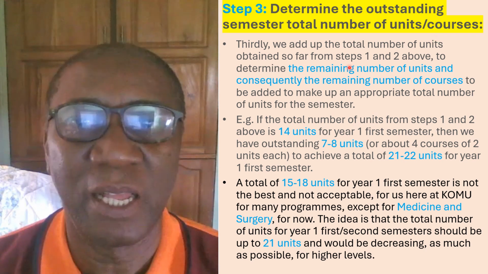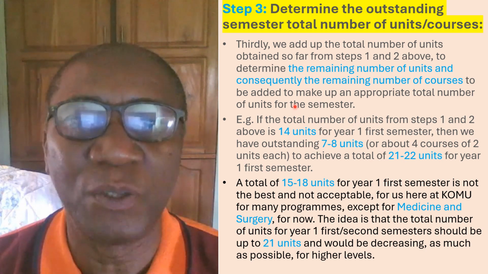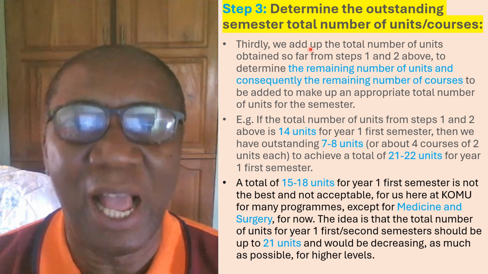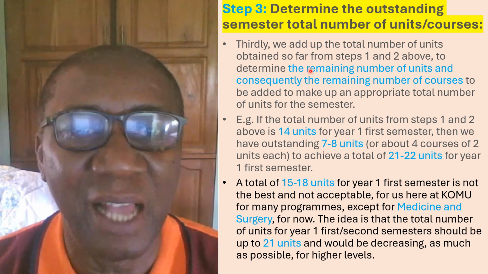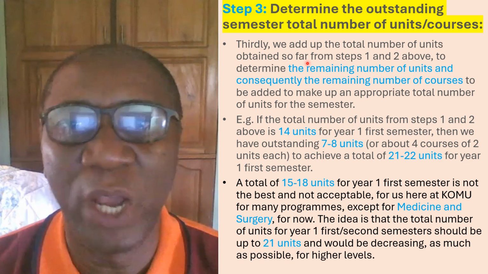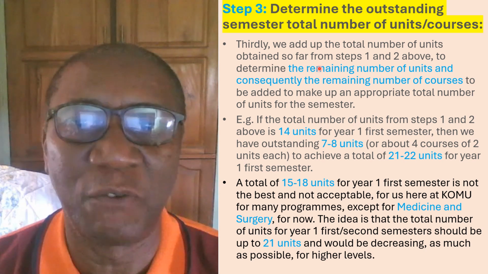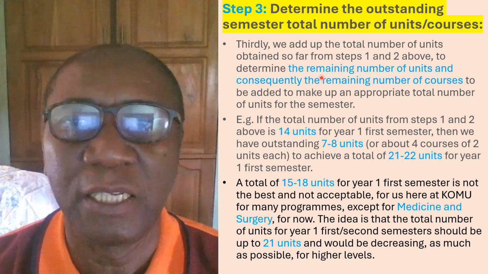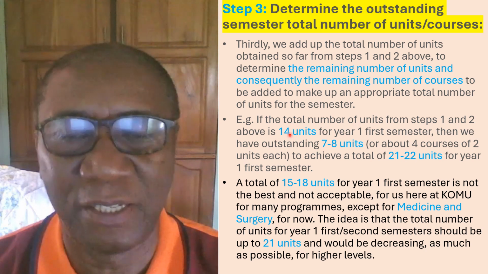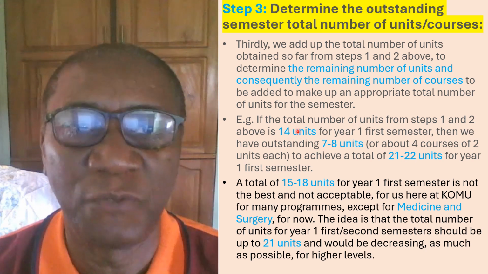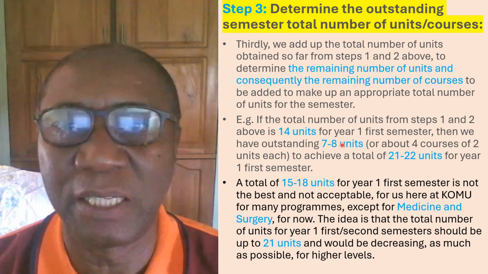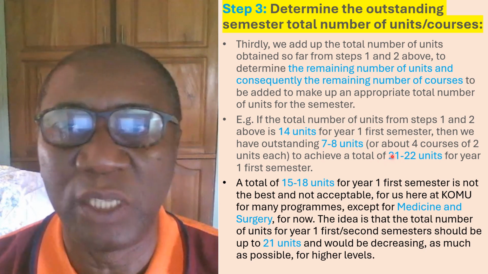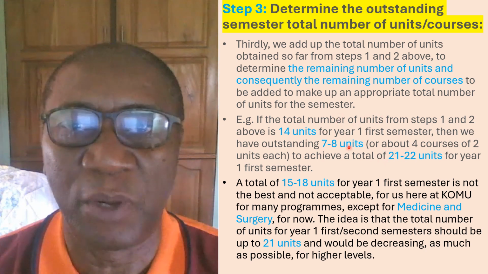So what do you do in step 3? Now in step 3, you have to add all the credit units of the 70% compulsory courses and the 30% compulsory GST courses. When you add them, you will now get the total number of units for that semester. So for instance, if you added and you have about 14 units for a first semester, year 1 first semester, then under normal circumstances, we should expect that in year 1 first semester, they should do up to 20, 21, 22. Of course, you know that the maximum number of units is 24.